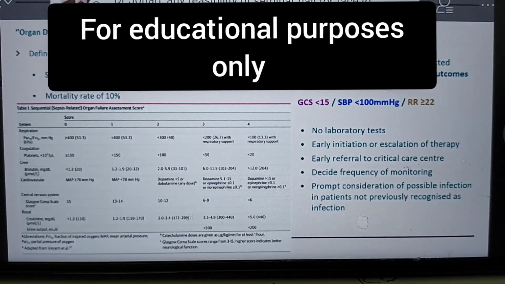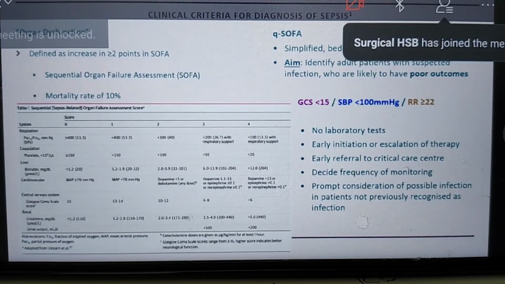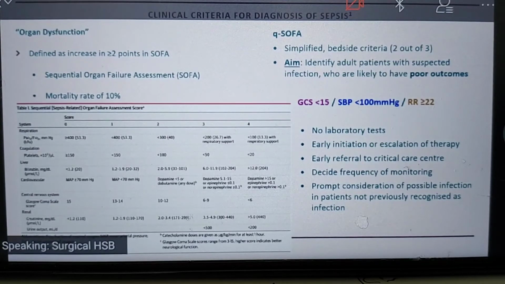The next one is the central nervous system, where we need to calculate the GCS score. Score 0 is full GCS 15. Score 1 is when the GCS is 13 to 14. Score 2 is GCS 10 to 12. Score 3 is 6 to 9. Score 4 is when the GCS is less than 6. So the next system is renal, where we calculate the creatinine and also urine output. So for creatinine, less than 110, the score is 0. When the creatinine is 110 to 170, score is 1.